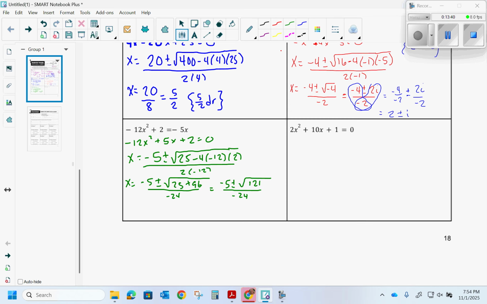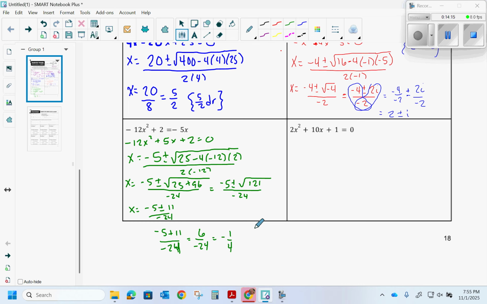All right, so here we go. x equals, I'm going to go ahead and split. Actually, no, I'm not going to split that. -5 plus or minus 11 over -24. All right, so that is -5 plus 11 over -24. So that's going to be 6 over -24, which is -1/4.